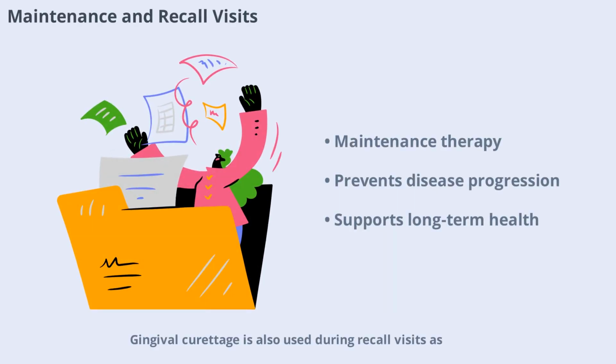Gingival curettage is also used during recall visits as a maintenance method for recurrent inflammation and pocket depth, especially after prior periodontal surgery. By periodically removing inflamed tissue, clinicians can help maintain periodontal health and prevent the progression of disease. This ongoing care is essential for patients with a history of periodontal issues.